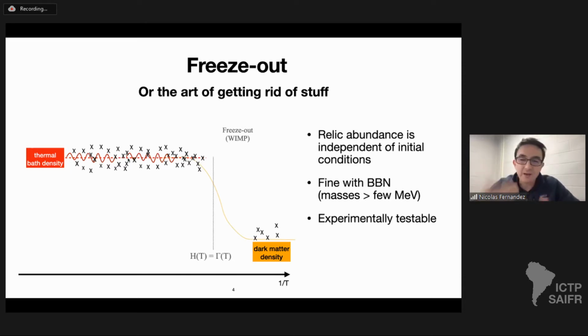For masses of a few MeV, this mechanism is good with BBN or N-effective, and of course is experimentally testable. We have been testing this idea for the past 20 years, and experimentalists have done an excellent job to carve out the parameter space of the WIMP. Sadly, we haven't seen any signal yet, but that doesn't take away the incredible effort of experimentalists to reach the cross-section needed to test this idea.